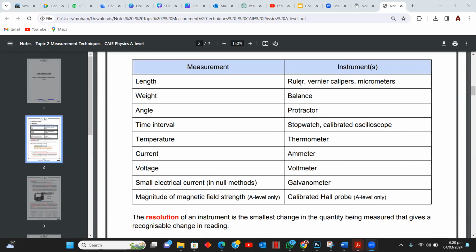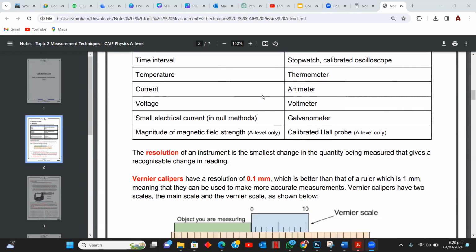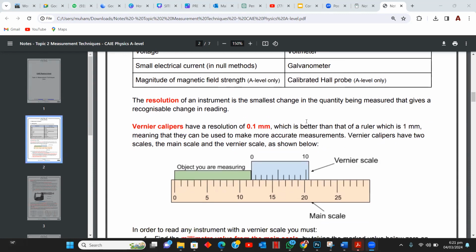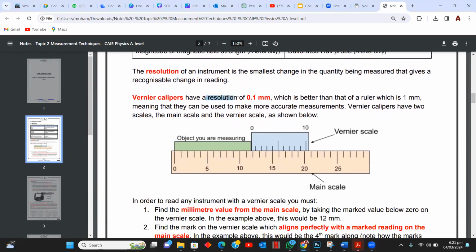In which cases you want to use a ruler, in which cases you should be using a vernier caliper. So if we move on, number one, how do you pick the appropriate instrument? It's very important to understand the type of quantity that you're measuring. And number two, the recognizable change that there has to be in a particular reading for you to choose the appropriate instrument. Vernier calipers have a resolution of 0.1 mm.